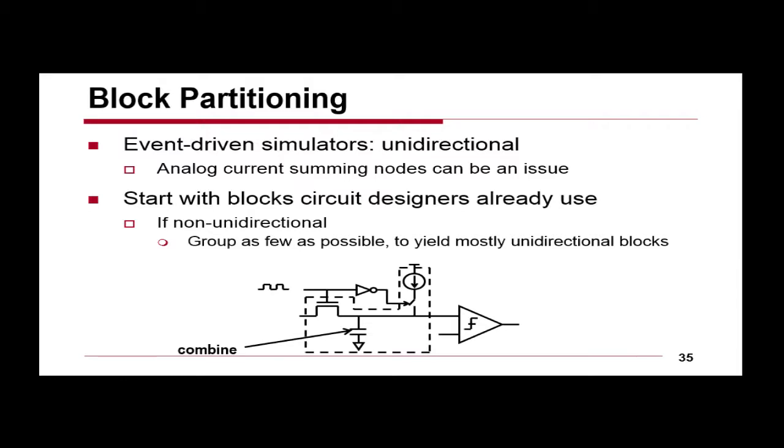OK, so the way we chose to solve this problem is to basically break it into a couple small problems. The first thing we did is we have to deal with the fact that simulators are unidirectional. So if you think of an event-driven simulator, something happens to the input of a gate, and that causes an output to happen. There's none of this communication, let's figure out what's going on. The models are all unidirectional.